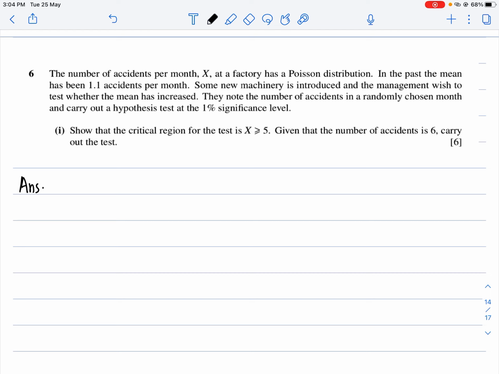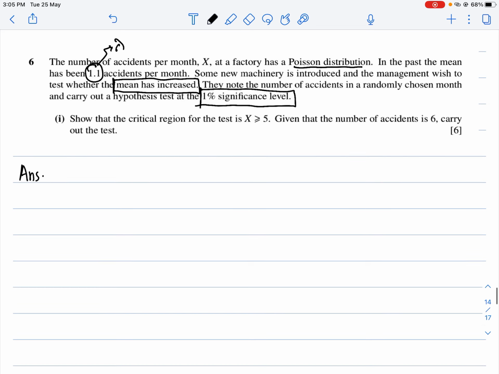This is the sixth question of the paper. As you can see, the past mean, which is basically your lambda because you are following a Poisson distribution, is 1.1. So I can write this as lambda. Some new machinery is introduced and they claim that the mean has increased, which is a rival claim. Now, they test this at 1% significance level.